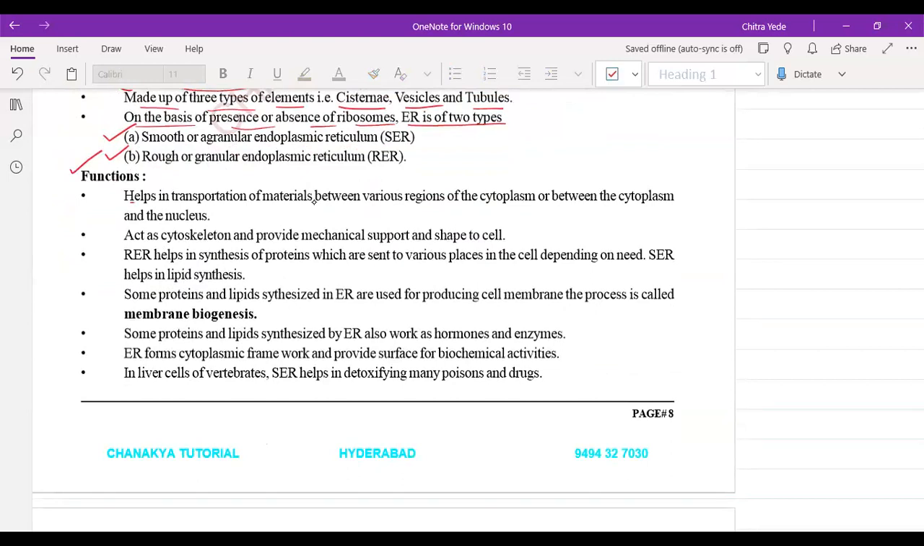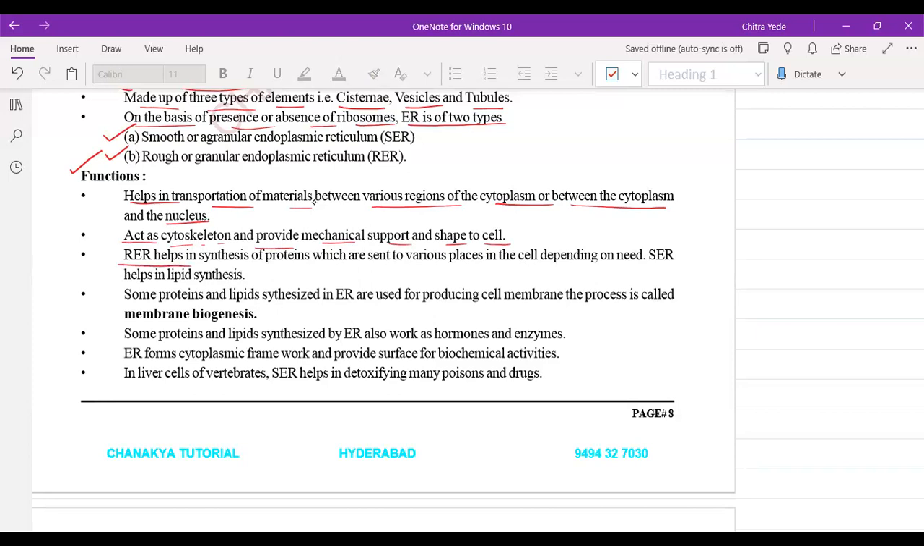Endoplasmic reticulum helps in transportation of material between various regions of the cytoplasm or between the cytoplasm and the nucleus. It acts as a cytoskeleton and provides mechanical support and shape to the cell. So it is responsible for the structure and shape. That's why it is called the cytoskeleton of the cell.